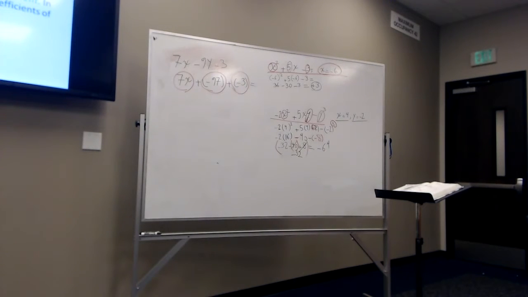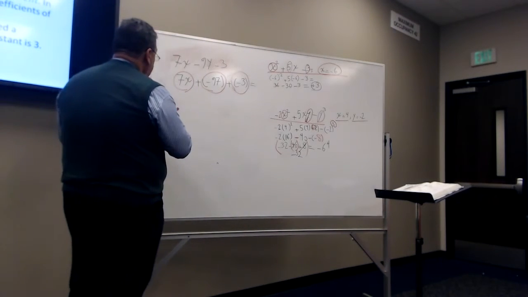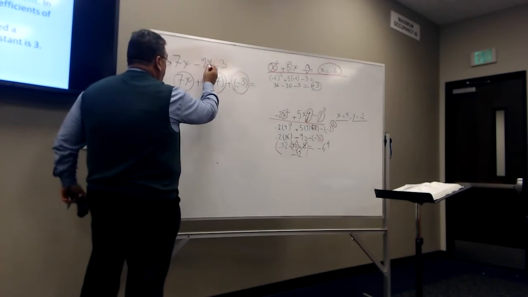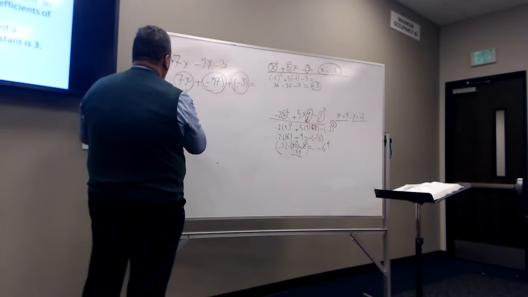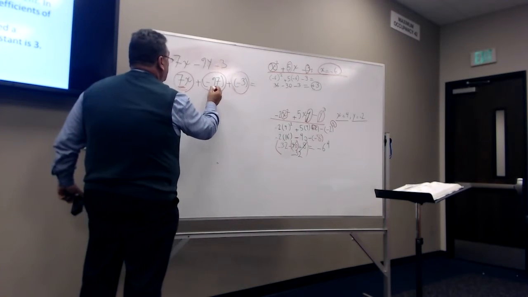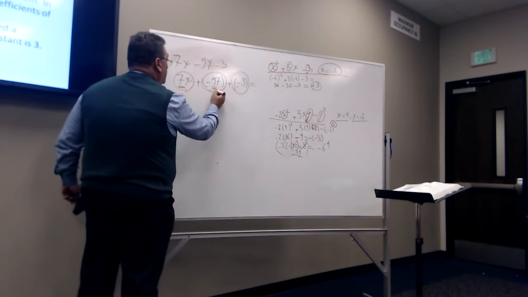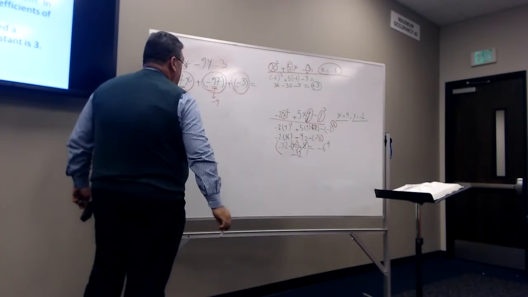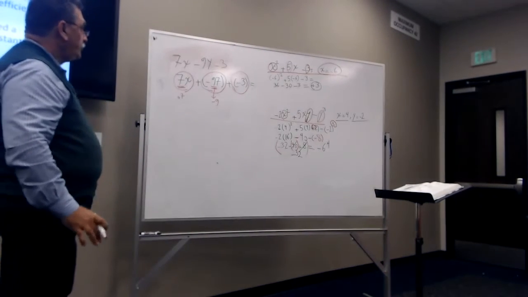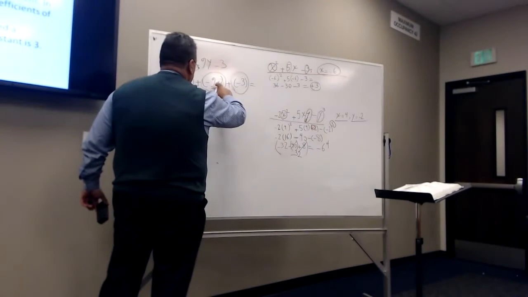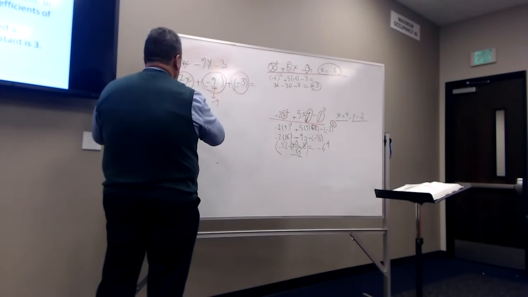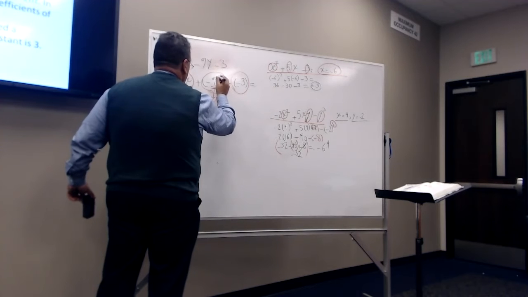Now, here, two different things you need to know. Coefficient and constant. These numbers next to a variable, like 7x, 9y, are called coefficients. 7, 9. Or you can say this is plus 7, this is minus 9. These are coefficients. They go next to the variable.